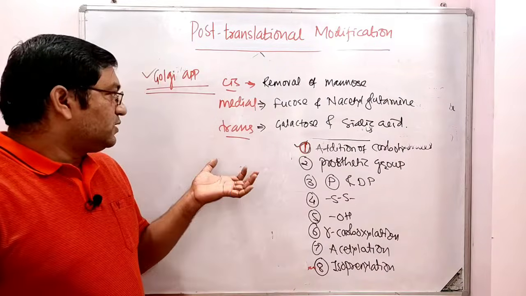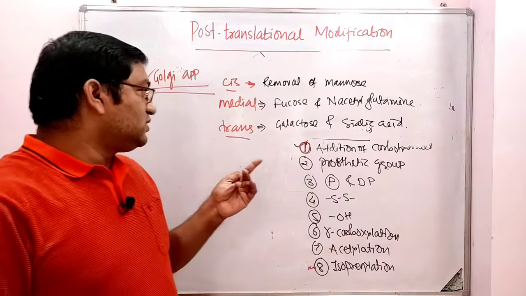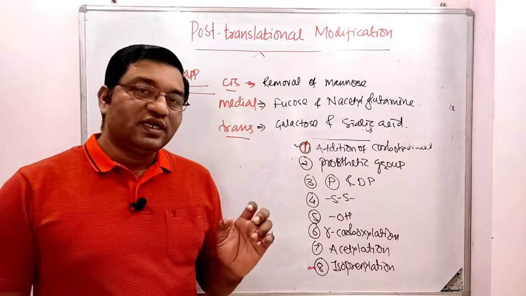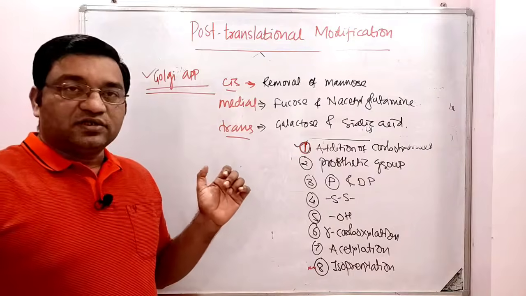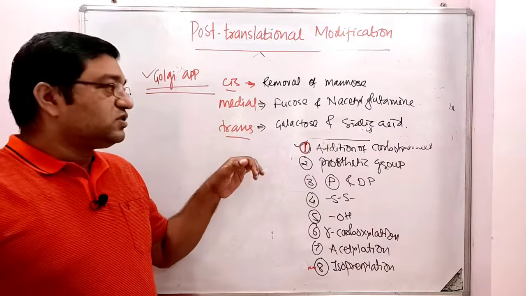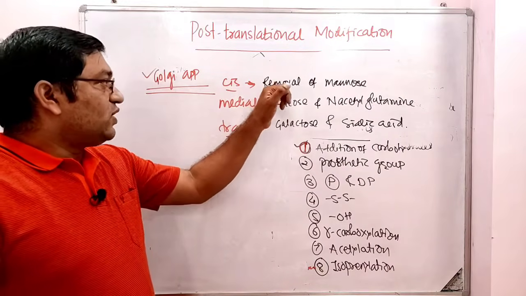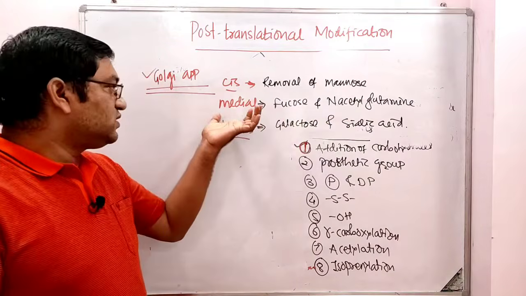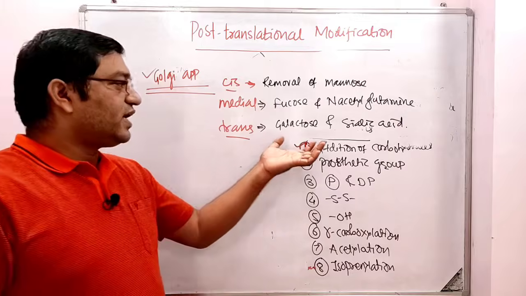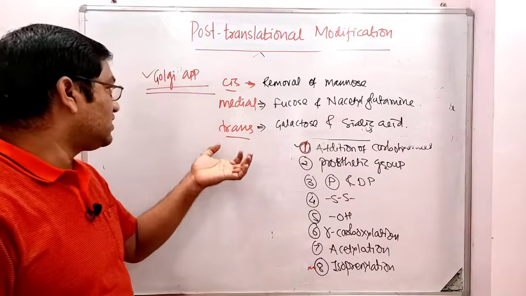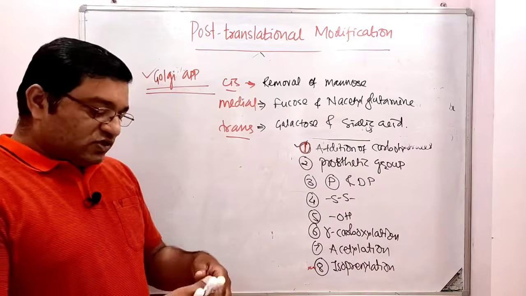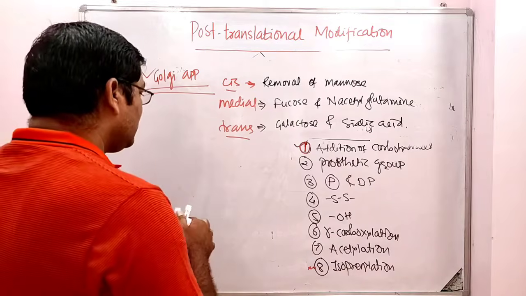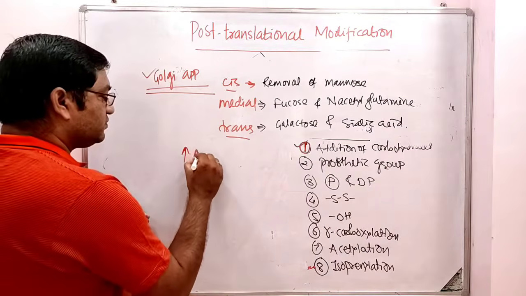residue. Processing of proteins is mainly done in the Golgi apparatus. So these are some modifications. Removal of mannose is done in the cis Golgi apparatus, fucose and N-acetylglucosamine addition in the medial Golgi apparatus, and galactose and sialic acid addition in the trans Golgi apparatus. Okay, so addition of carbohydrate increases the antigenicity.